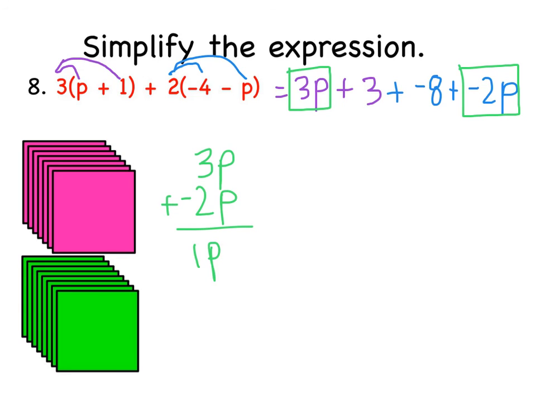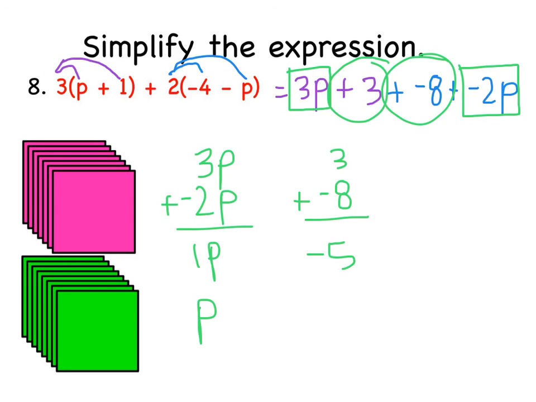And remember that the simplest way of writing that is just the p by itself. Then I'm going to combine my 3 and my negative 8. So 3 plus negative 8 is going to give me negative 5. So I could write for my final answer 1p plus minus 5, or the simplest, most correct way would be p plus negative 5.